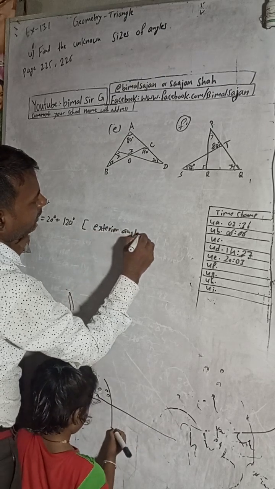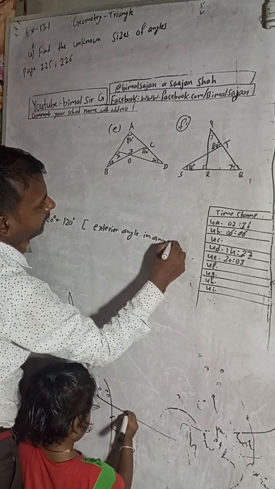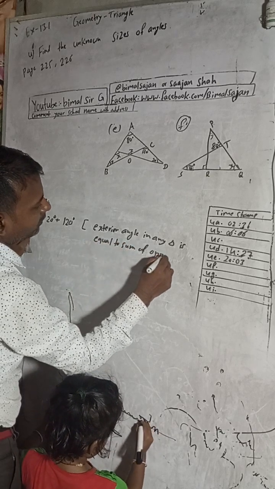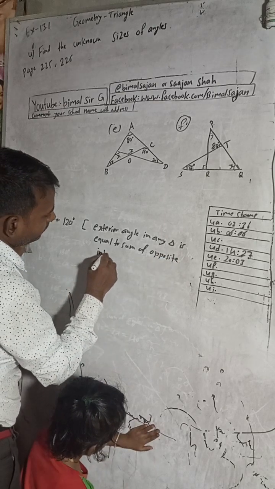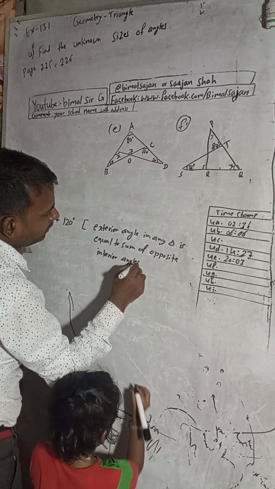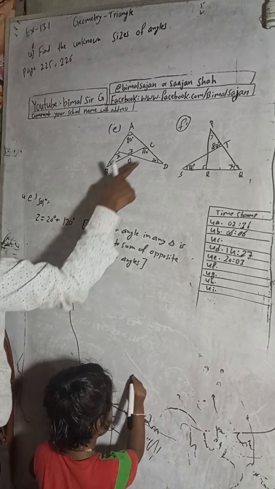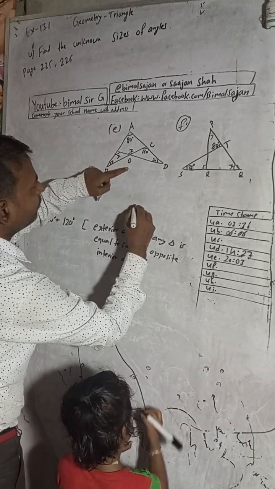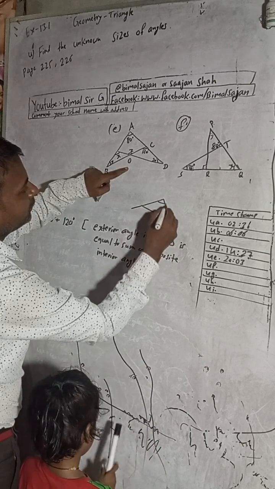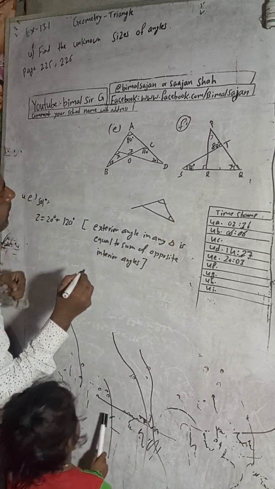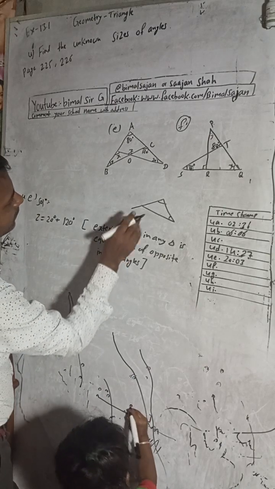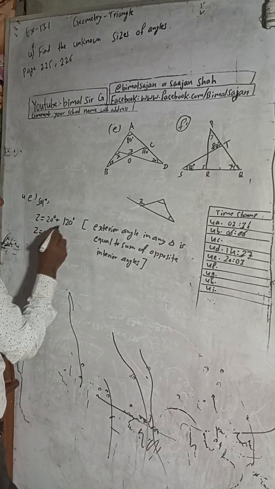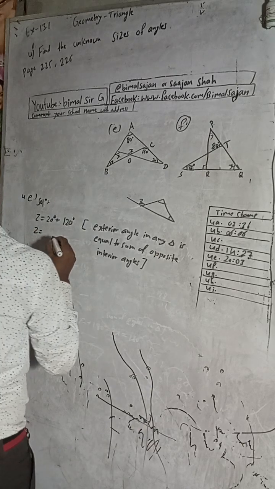The exterior angle in any triangle is equal to the sum of the opposite interior angles. Z is the exterior angle in triangle OCD, so this angle plus this angle will be this exterior angle. This is like this triangle. So this plus this is equal to this angle z. This is your concept. So z is equal to 20 plus 120.